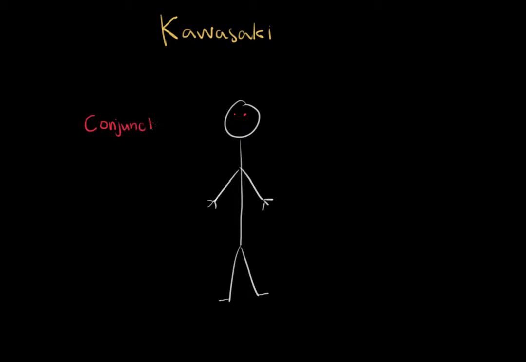Let's draw a quick reminder of what's going on in Kawasaki disease. And to do that, we'll go ahead and draw this Kawasaki man, and we'll label some symptoms that he has. First of all, remember that in Kawasaki disease, patients will have conjunctivitis. Remember, that's just red eyes.